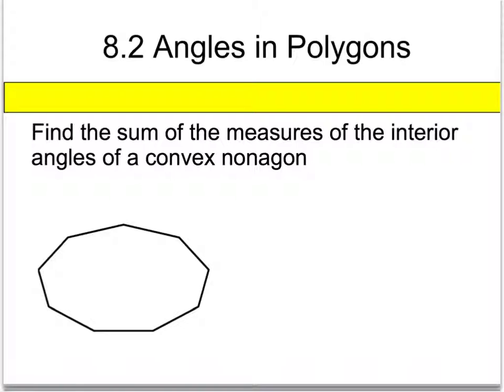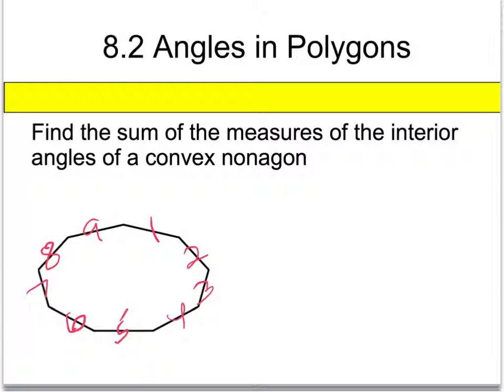It says find the sum of the measures of the interior angles of a convex nonagon. If you think you know how to do this, please pause this, take a look, and give this problem a shot. Again, it says find the sum of the measures of the interior angles of a convex nonagon. Well, the very first thing I'm going to ask you is, what is the number of sides a nonagon has? If you said 9, absolutely. If you count them, 1, 2, 3, 4, 5, 6, 7, 8, 9. A nonagon has 9 sides.